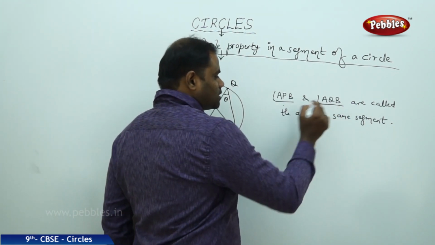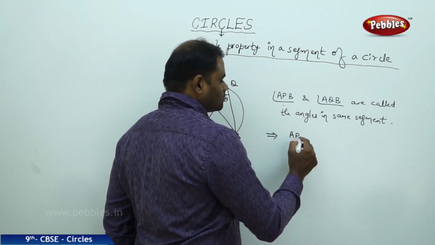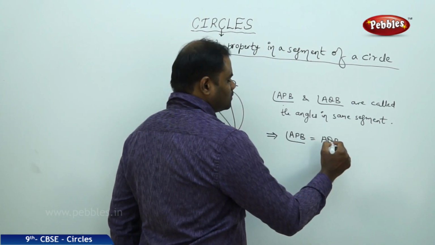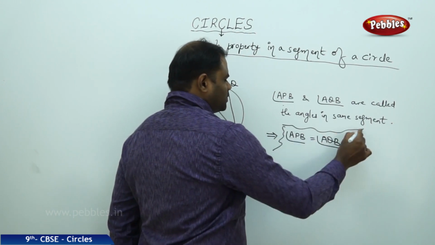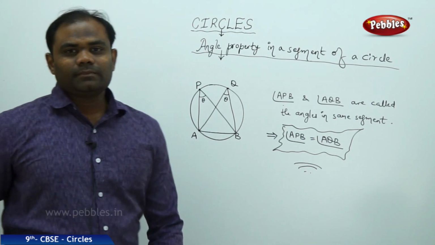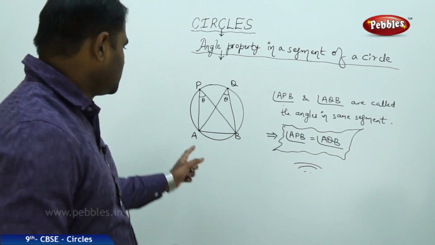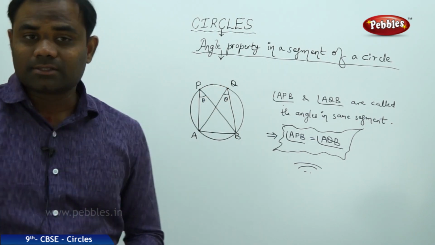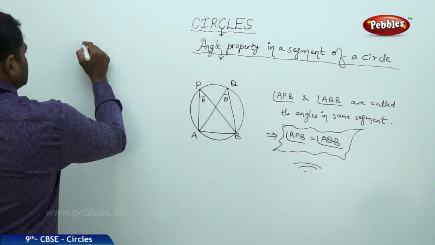So these two angles being angles in the same segment implies angle APB is equal to angle AQB. This is how we understand the angles in the same segment. APB and AQB are the angles in the same segment. So that is the property connecting these.